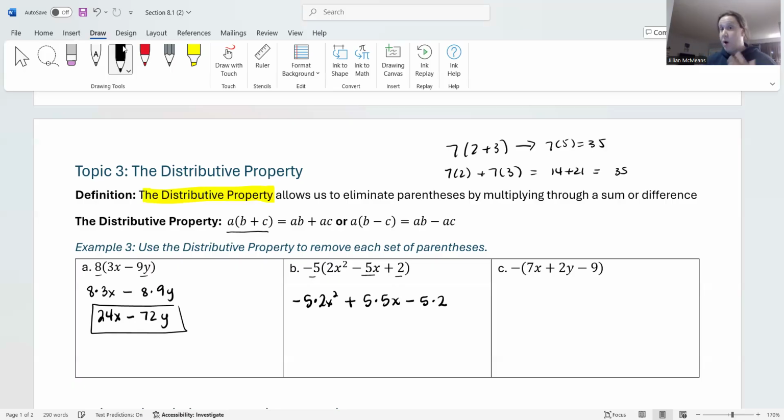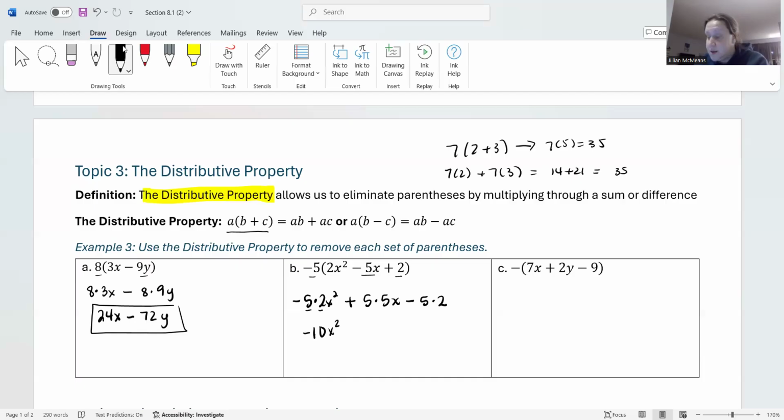So I always address my signs as I'm doing the distributing initially. And then I just simplify. So I have negative 5 times 2x squared. Well, I already know it's going to be negative. And then I just have to multiply my 5 and my 2. So 5 times 2 is 10, so I get negative 10x squared.